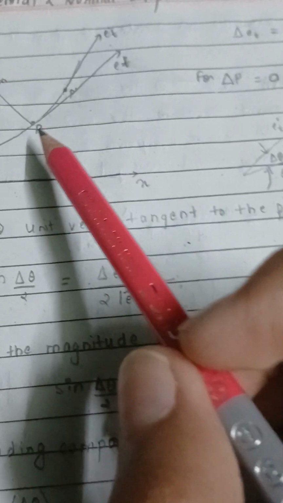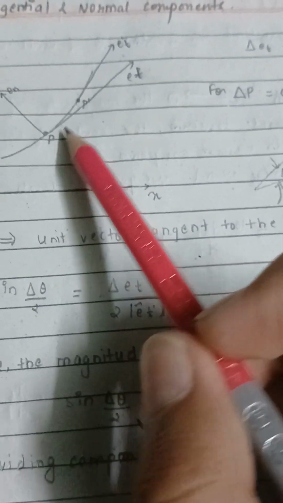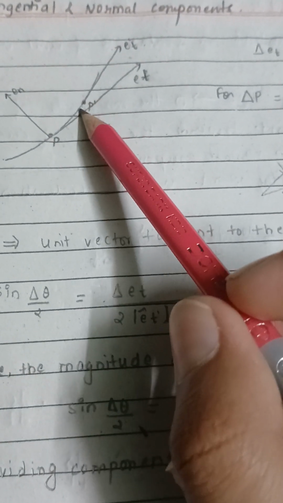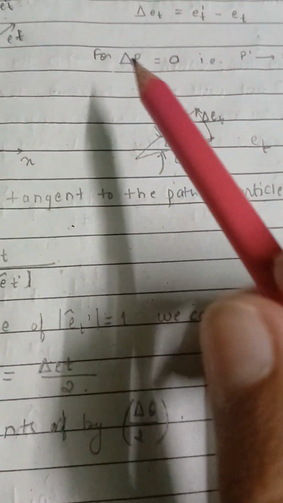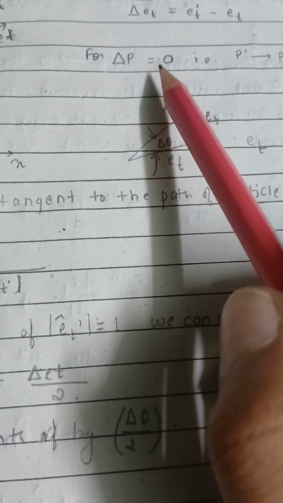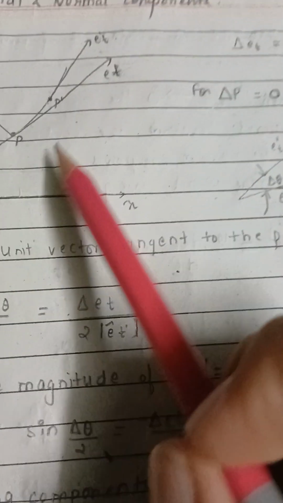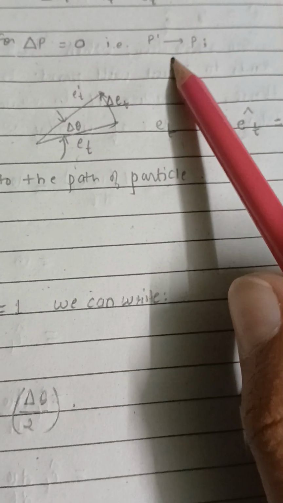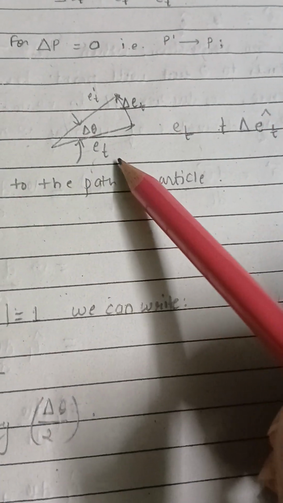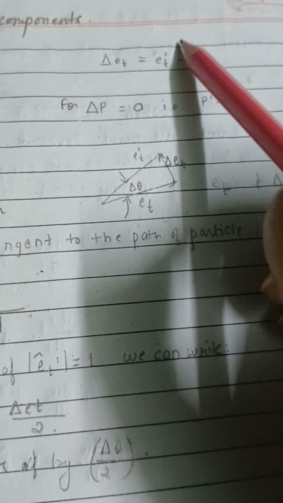these 2 points, for a very small instant of time, P and P dash almost fall at the same point. That's how we create this triangle. When del P is equal to 0, that is, the difference between these 2 points is almost equal to 0, we have that P dash tends to P, and hence we form this triangle and derive this relation.